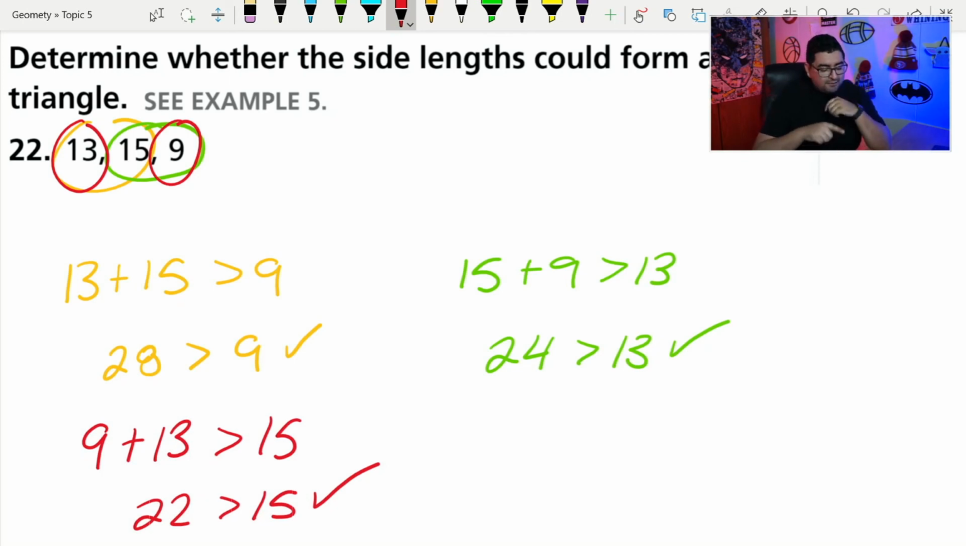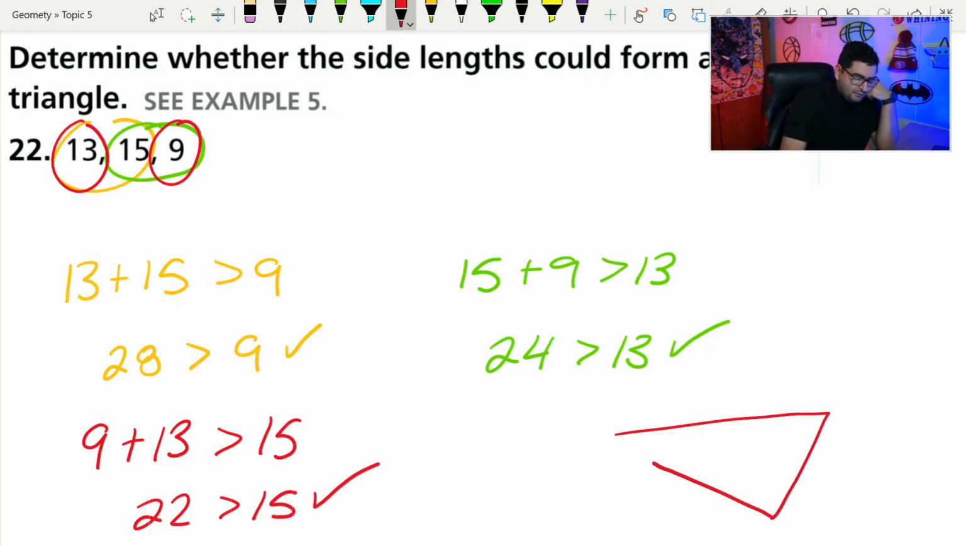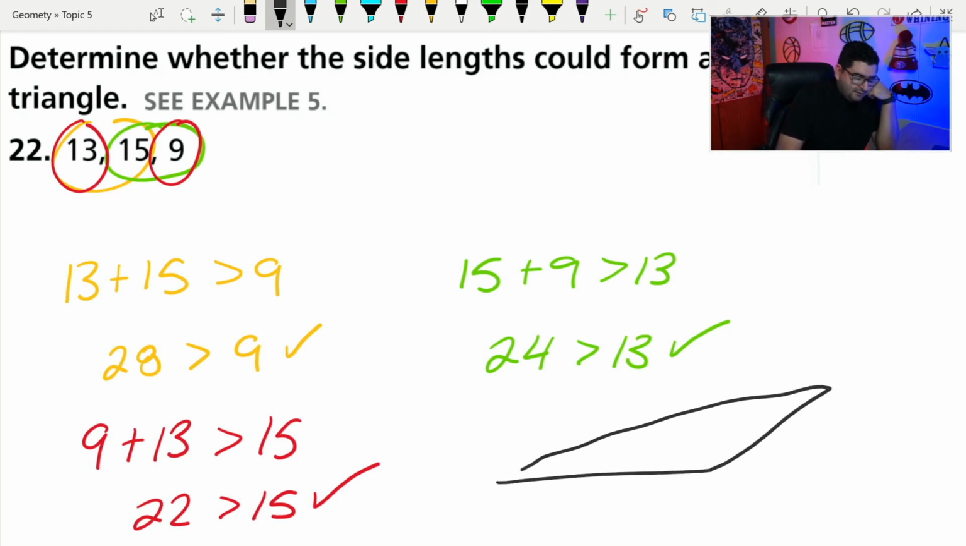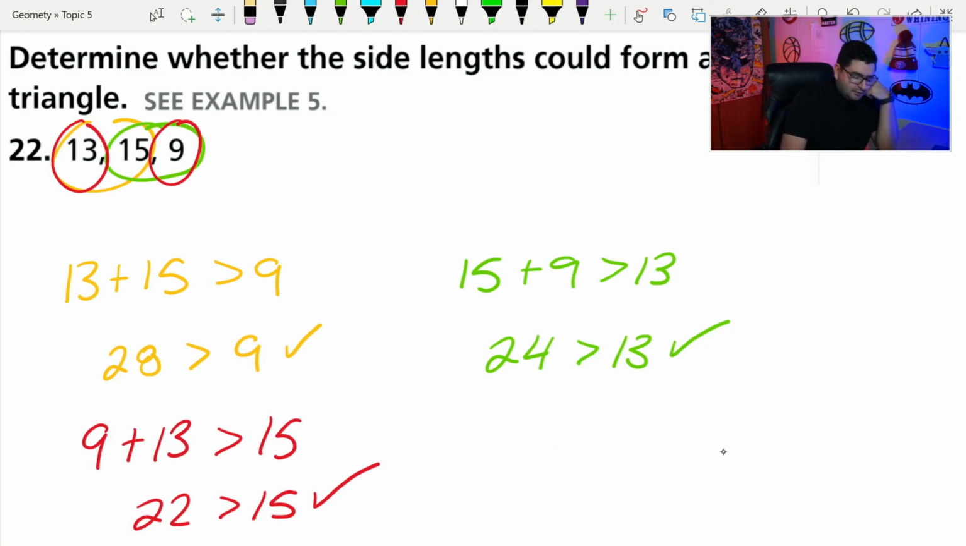If any one of these inequalities came out false, where it said something like 9 is greater than 28, that would tell me that this is not going to be a triangle. These pieces do not fit. That's when I would get something like one side just short of becoming part of a full triangle. But because all of these statements were true, it means that these can definitely be the sides of a triangle and they will connect.